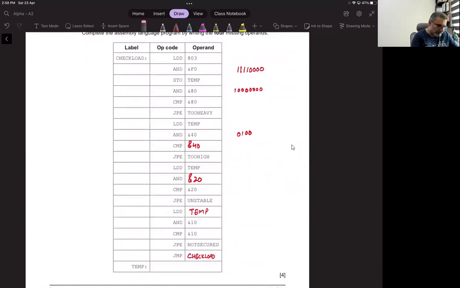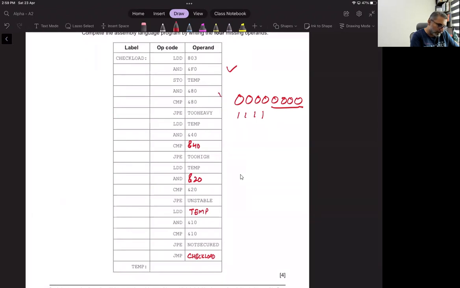You get it? So this is basically checking all four sensors' data in the third byte, which is the 803 location, where the most significant four bits tell whether the load is too heavy, too high, unstable or not secure by having different ones in different positions. So out of 1, 2, 3, 4, 1, 2, 3, 4, these four are not being used. So over here, it is being checked for all.